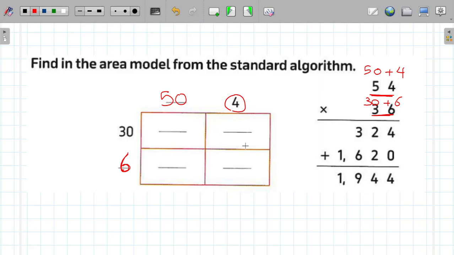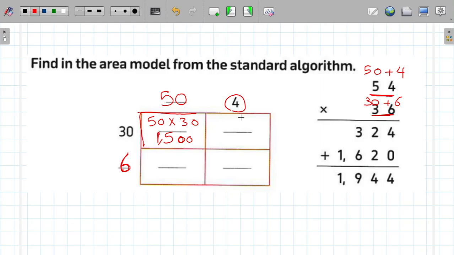So I want to find the result inside the area model. So 50 times 30. 50 times 30 equals, I have 2 zeros, so I will write 2 zeros, and 3 times 5 equals 15. So the result will be 1,500.